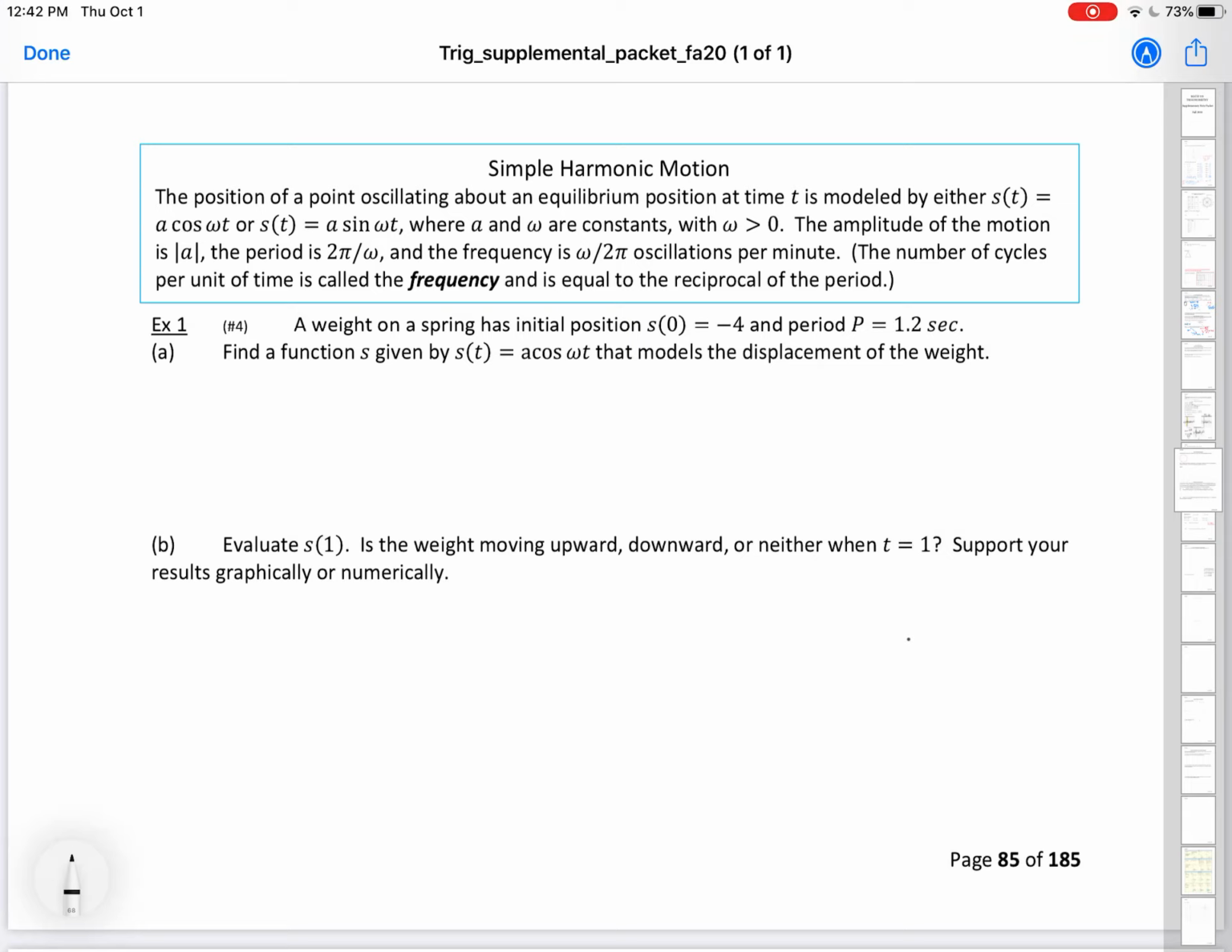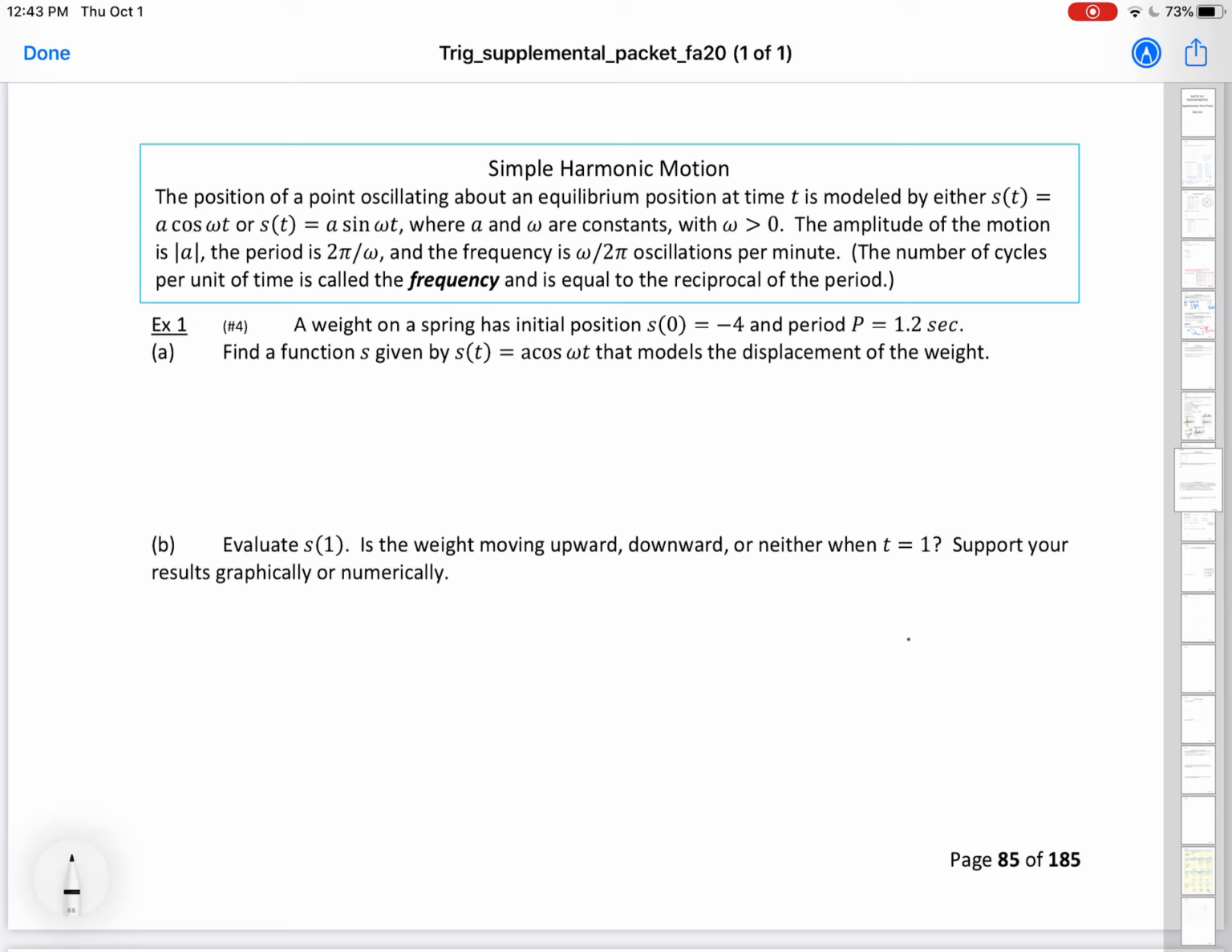If we start here by looking at the definition of simple harmonic motion, it says the position of a point oscillating about an equilibrium position at a time t is modeled by either s sub t equals a cosine omega t or s sub t equals a sine omega t, where a and omega are constants and omega is greater than 0. The amplitude of motion is the absolute value of a. The period is 2 pi divided by omega, just like we knew before.